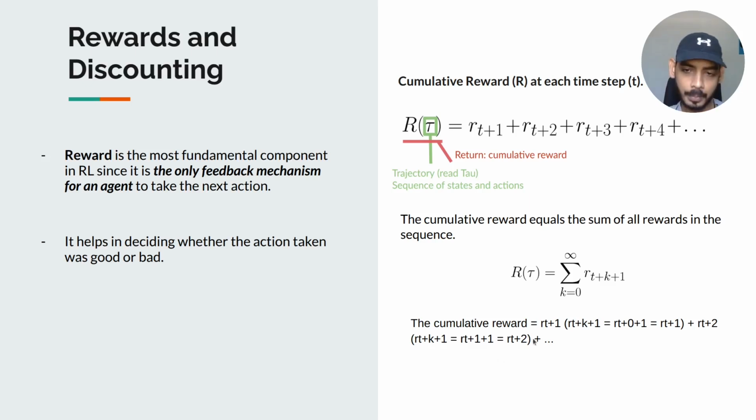Now how will it look? At time 0, which is k equal to 0, you will get Rt+1. When k is equal to 1, you get Rt+2, and so on. For every action at each time step you will get a reward, and it is all combined together to get a cumulative reward.